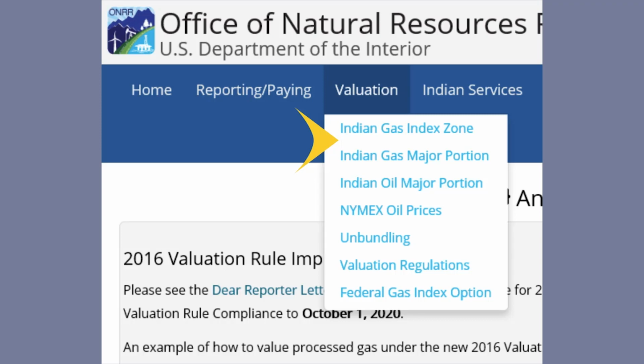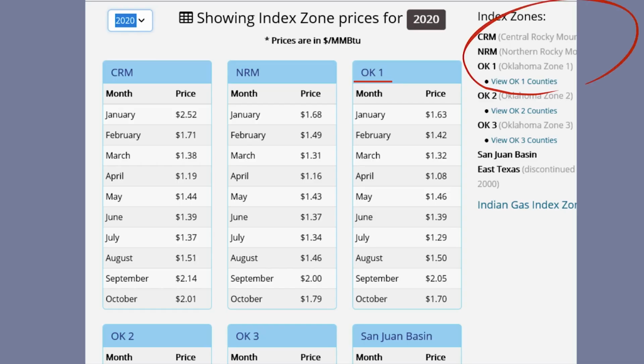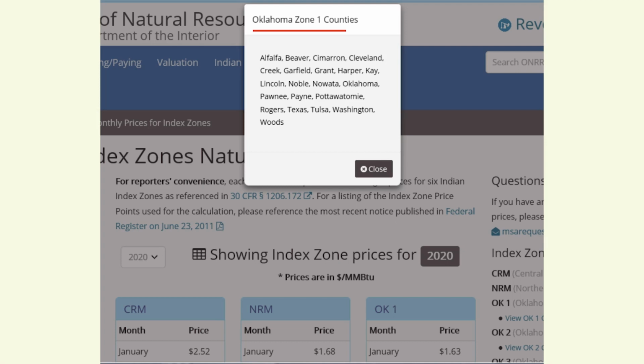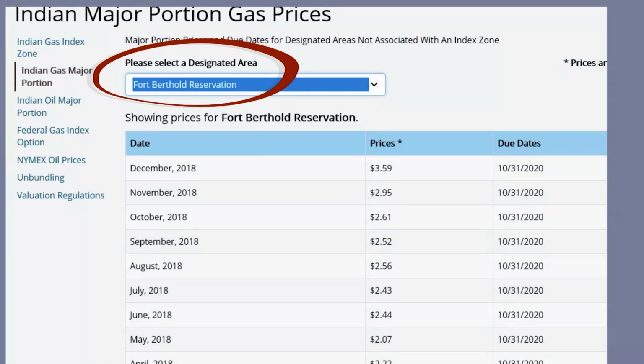In the index zone for Oklahoma, you will need to find your zone by checking View OK Counties on the right side of the screen. Under the title Index Zones, a pop-up box shows Oklahoma Zone 1 counties. For major portions, select your area from the drop-down at the top of the page, under the title, please select a designated area.